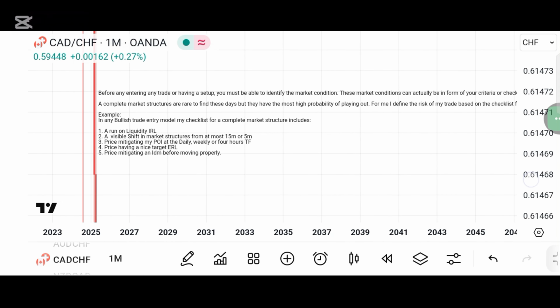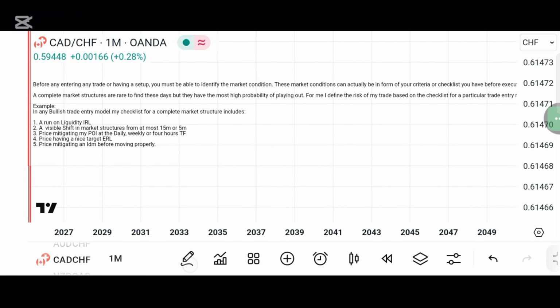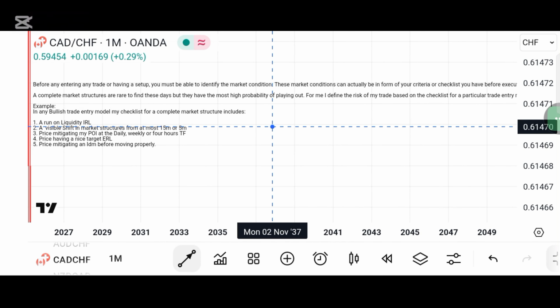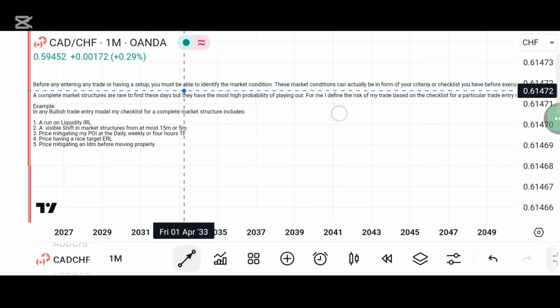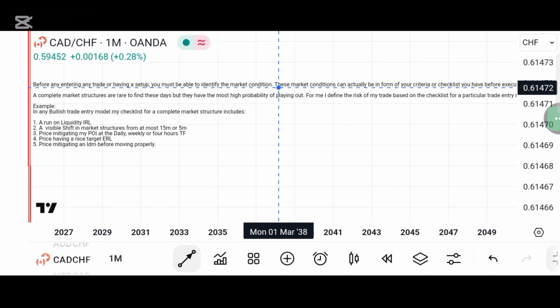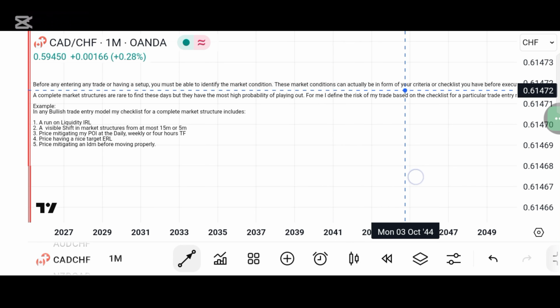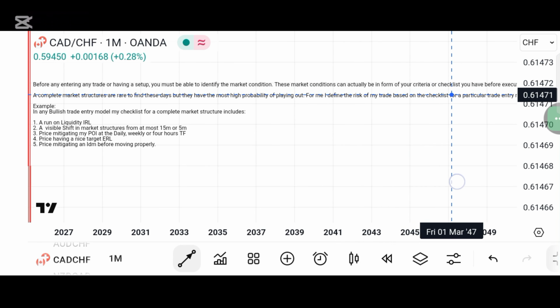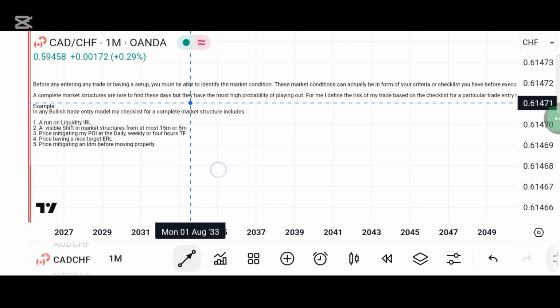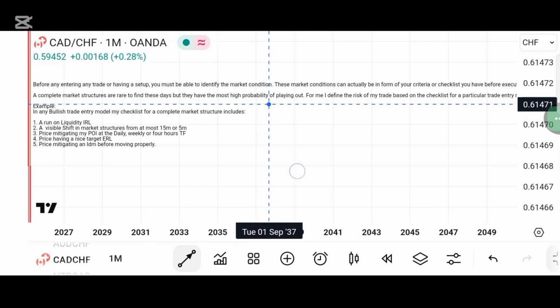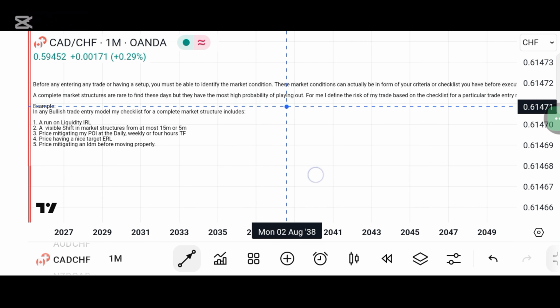Now let's read what I wrote here. Starting from this very place, I wrote that before entering any trade or having any setup, you must be able to identify the market conditions. These conditions can be in the form of your criteria or your checklist before executing the trade. I wrote that complete market structures are rare to find these days, but they have the highest probability of playing out.